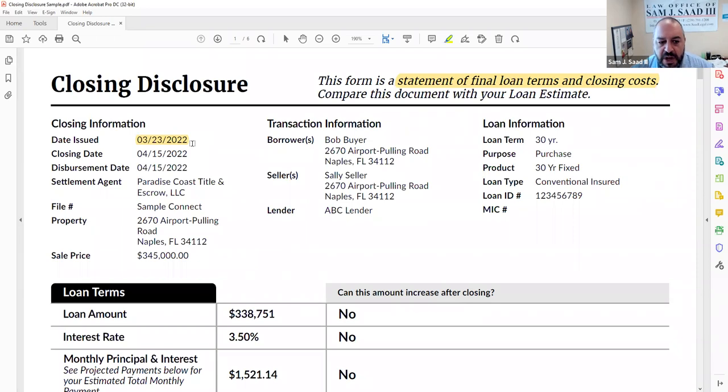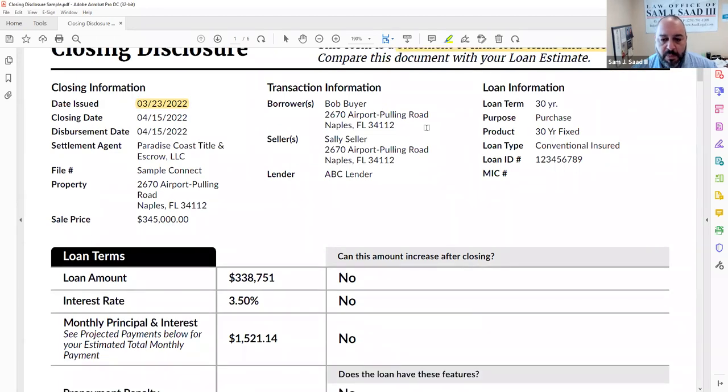That is, 3 days is a misnomer. It can be as much as 7 days if the CD is physically mailed to the borrower as opposed to signed electronically. I think everybody does electronically now. I've not seen a mailed CD in some time. So that means we have 3 days, three business days, by the way. Saturday counts as a business day, but Sunday and holidays do not.